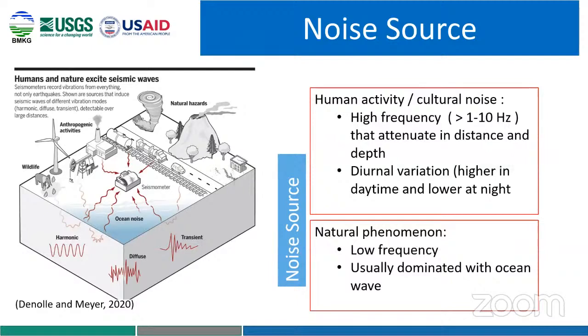The difference between human activity noise and natural phenomena is that human activity has high frequency noise, more than 1 up to 10 hertz, and it is easily attenuated in distance and depth. Human activity noise also has a diurnal variation, tending to be higher in daytime and lower at night, while natural phenomena usually have low frequency and are dominated by the ocean wave, or sometimes we call it microseism.